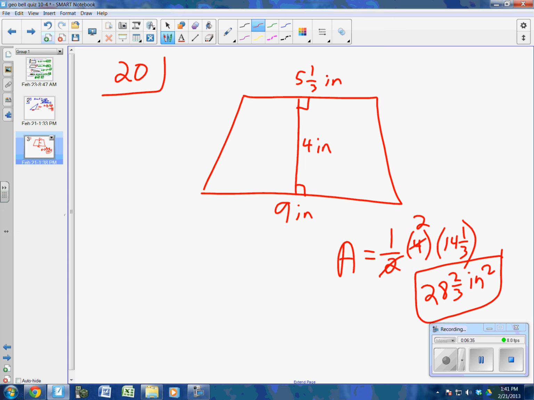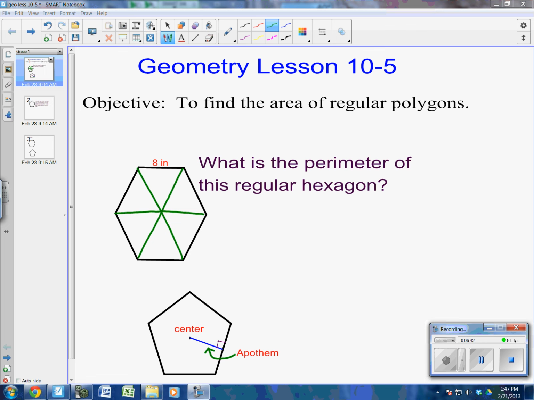Okay, everybody. Pass your paper to the person. All right. So what is the perimeter of this? Well, I mean, what is the area of this? We're going to break it down into 6 triangles. If it's a regular pentagon, what would I break it down into? 5 triangles. If it was a decagon, how many sides does a decagon have? 10. So I'm going to break it down into 10 triangles, right?